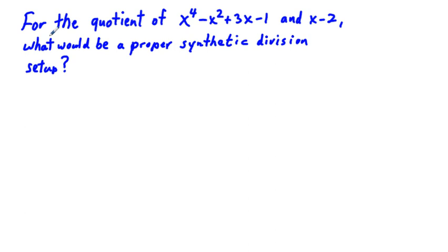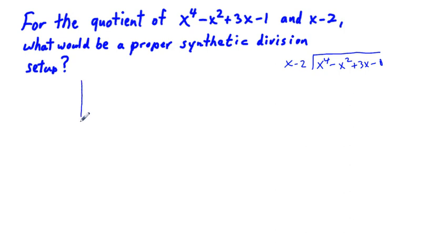The first one we're going to look at here is the quotient of x to the fourth power minus x squared plus 3x minus 1 and x minus 2. So say quotient, what we're looking at is we put this x to the fourth power minus x squared plus 3x minus 1 as a dividend, and this x minus 2 is a divisor.